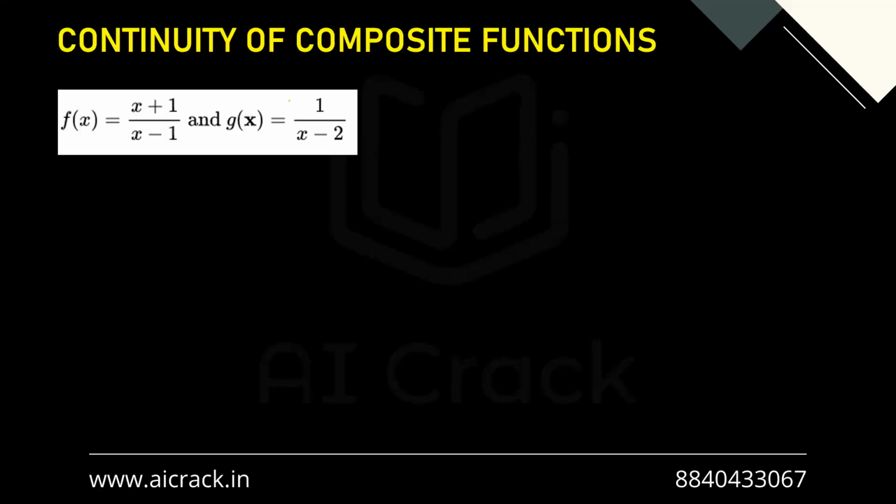And now let's talk about continuity of composite functions, which is the last topic of today's lecture. So we have f(x) equals x plus 1 upon x minus 1 and g(x) equals 1 upon x minus 2. So if we talk about f of g(x) over here, we're getting g(x) plus 1 upon g(x) minus 1, right?